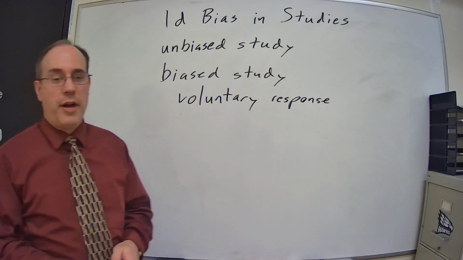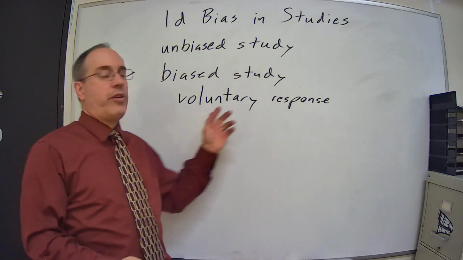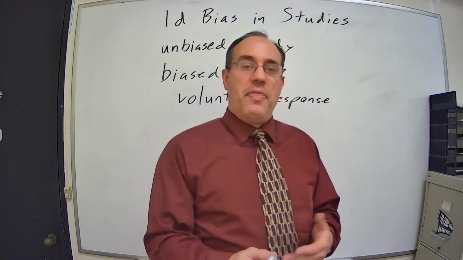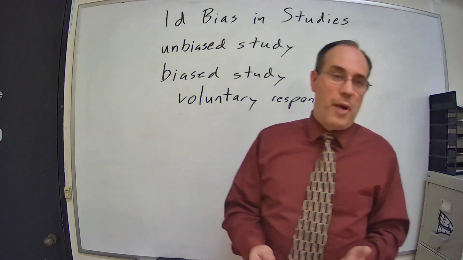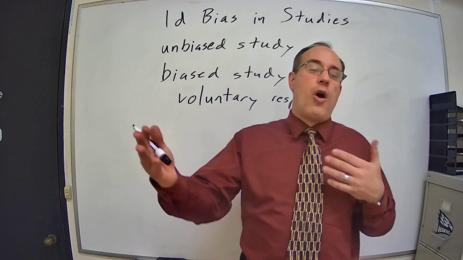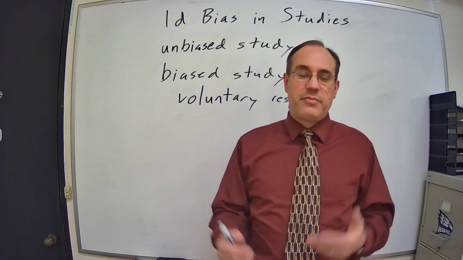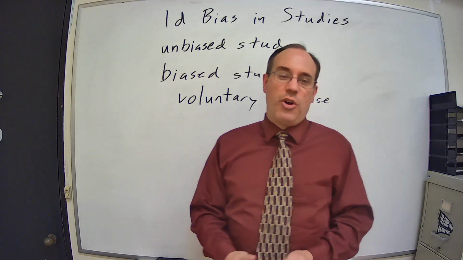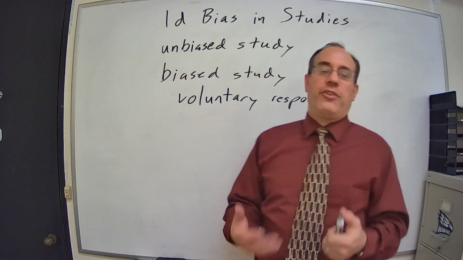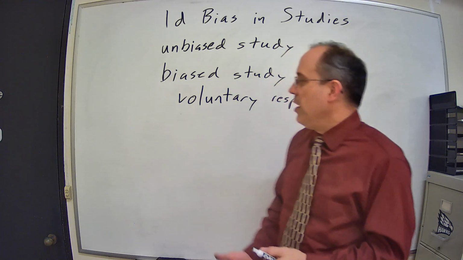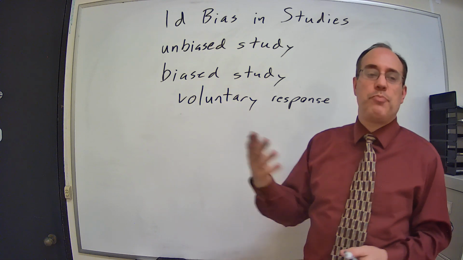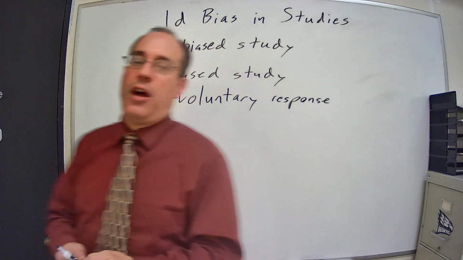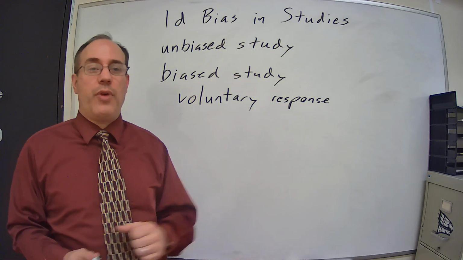Voluntary response bias. Well, we already talked about voluntary response when we were talking about sampling. We said that those who voluntarily respond tend to have strong opinions. It tends to be the people that are very much for or very much against. So it's unlikely that it's going to accurately represent the population as a whole. And so this creates a voluntary response bias. It affects the outcome and makes it so that it is unlikely that that study will accurately represent the truth.